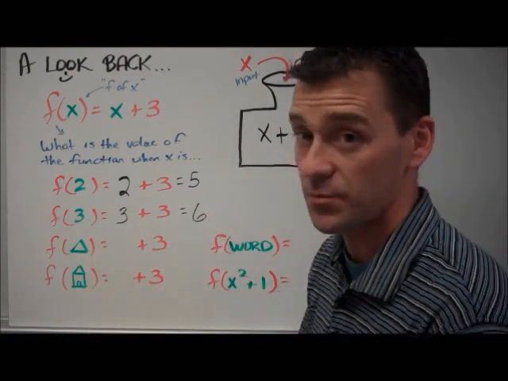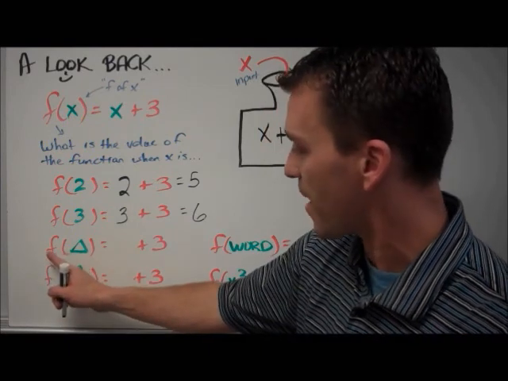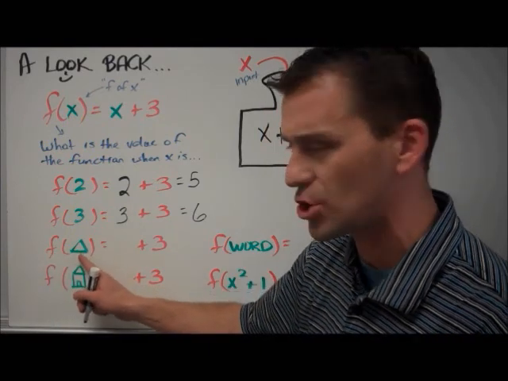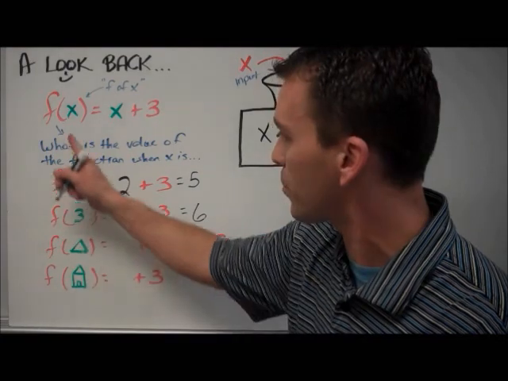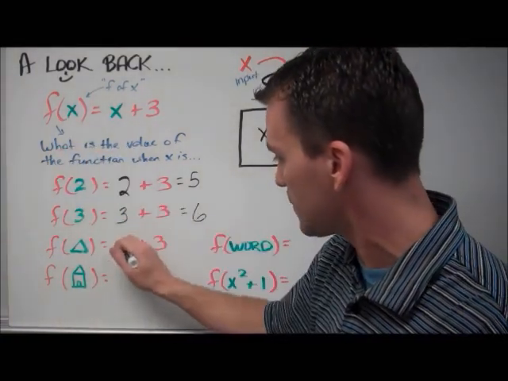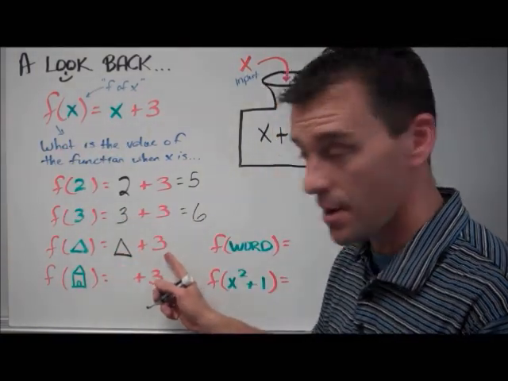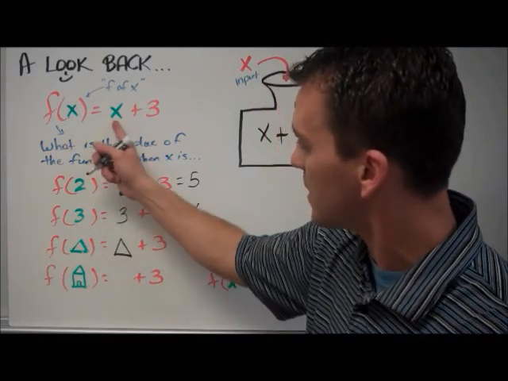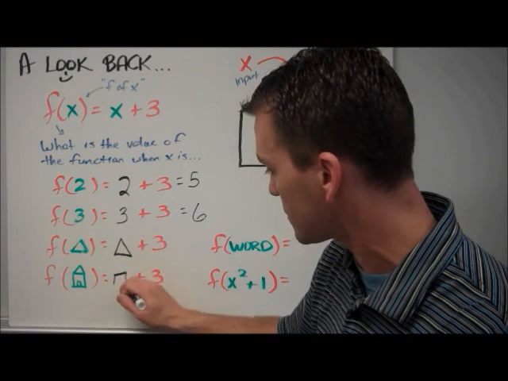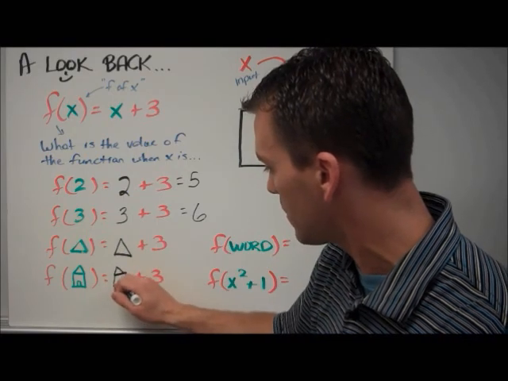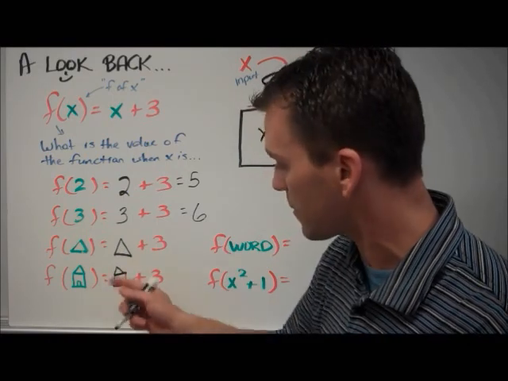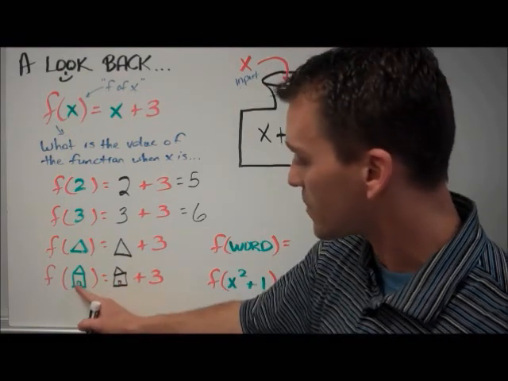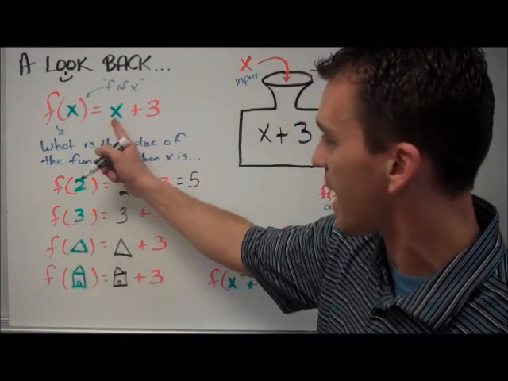Over here, I know this is weird, but follow the concept. If I find the value of the function when x is a triangle, that means I'm going to put a triangle in for x, and I get triangle plus 3. If I want to find f of a house, or whatever, I put the house in for x. So I have house plus 3. Nice little door right there. The roof's a little off, whatever. So whatever's here goes in for x.